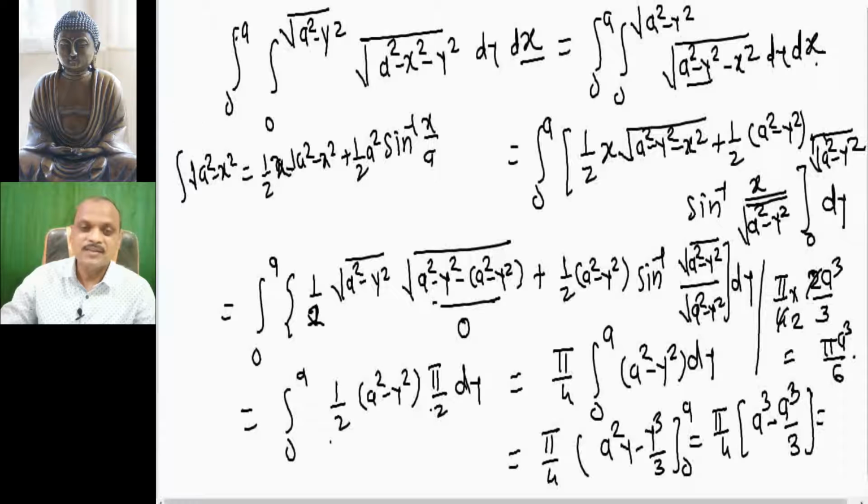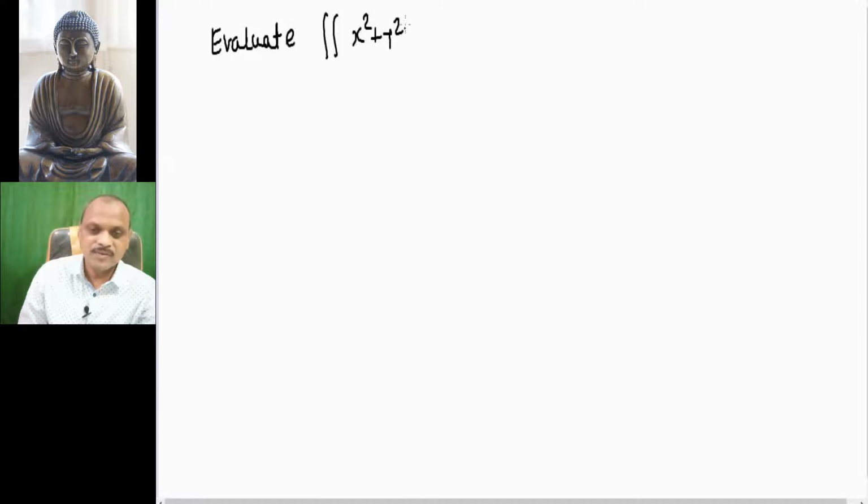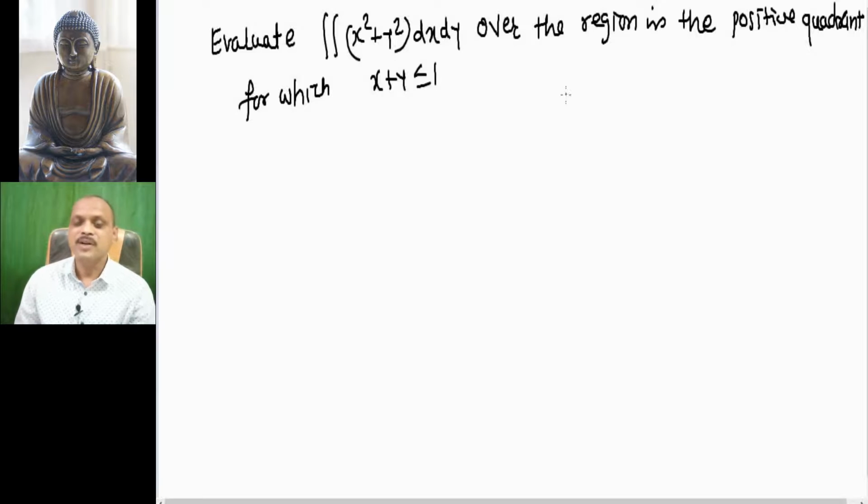Now let us take one more example. Evaluate the double integration of x square plus y square dx dy over the region in the positive quadrant for which x plus y is less than or equal to 1.